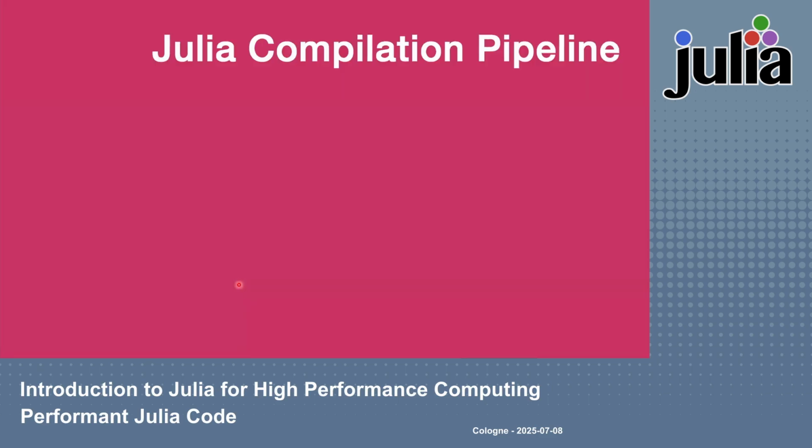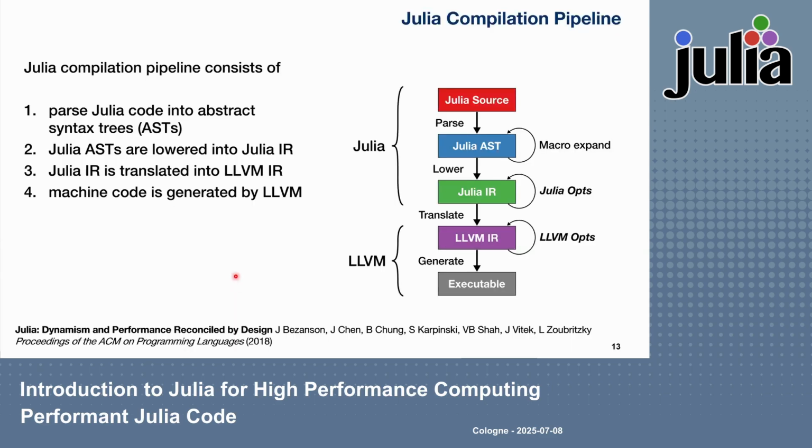And then I'm going to dive into this compilation pipeline very quickly. So first of all, on the right side, you see a very high-level graph showing you how the Julia source code is processed to generate a so-called executable, like a C executable or Fortran executable. So basically, there are 4 steps.